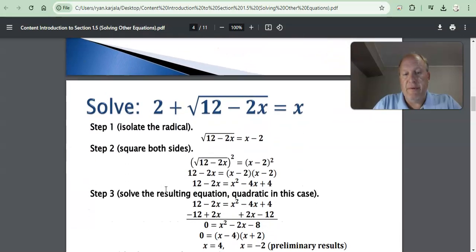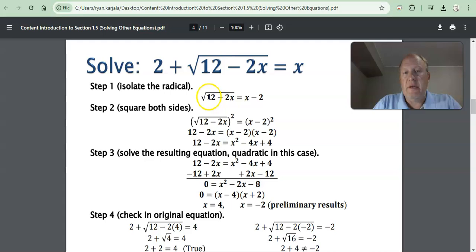So let's look at an example. Step 1 is to isolate the radical. Notice how we subtracted the 2 from both sides. Now this is a square root, so we're going to square both sides. The square and the square root are inverses of each other, so by squaring a square root, you essentially remove it. If I square the square root of 12x minus 2, that essentially becomes 12x minus 2.